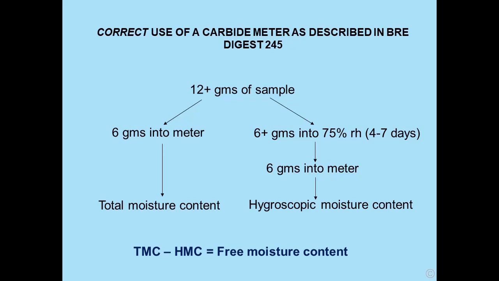So we've got our sample. It's gone into our 75% RH chamber for a period of time. We then weigh out 6 grams of sample into the meter, shake it up, leave it, and this will give us our air dry or hygroscopic moisture content. We then go back to our simple equation. Total moisture content minus hygroscopic moisture content is the free moisture content. So we now know exactly how water is distributed in that particular sample.